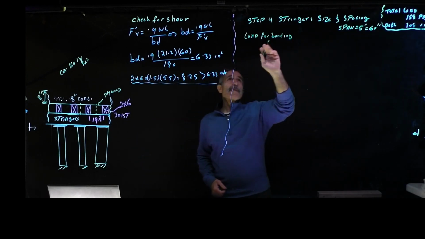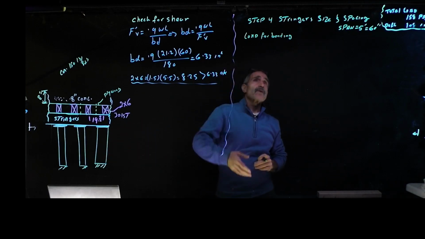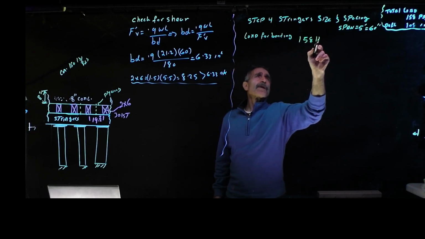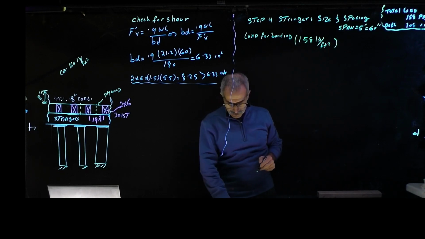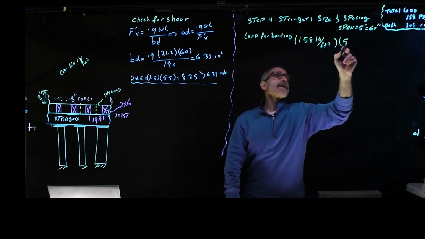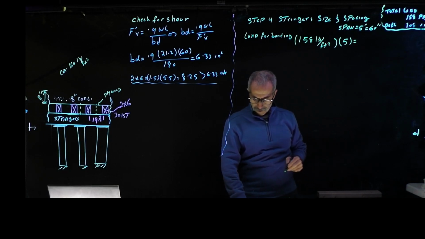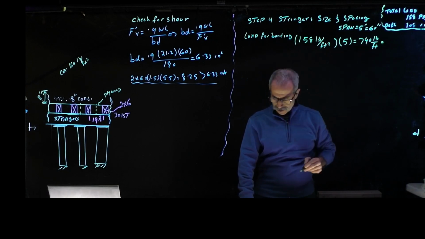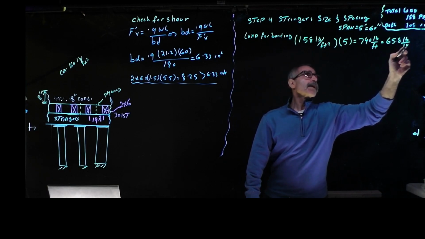We're going to move on to the next step, which is step 4, stringer size and spacing. The spacing has already been given to us at 5 feet apart. So let's go ahead and check the load for bending. We said the load was 158 pounds per square foot. If you multiply that by the tributary width of 5 feet, that comes out to 790 pounds per foot, which is the same as 65.8 pounds per inch.